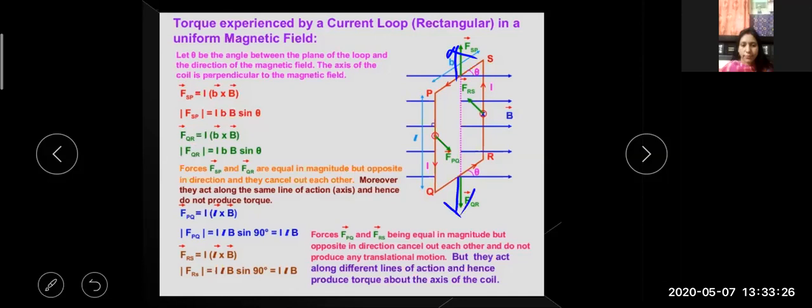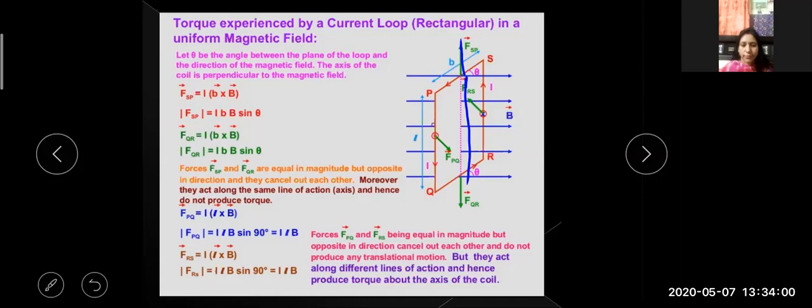Since the magnetic field is in this direction and the current is in this direction, the force on this arm is in the upward direction. Clear? So these forces are equal in magnitude but opposite in direction, and they cancel out each other. Moreover, they act along the same line of axis, as shown in the figure, and hence they do not produce torque. So I hope this point is clear to you.